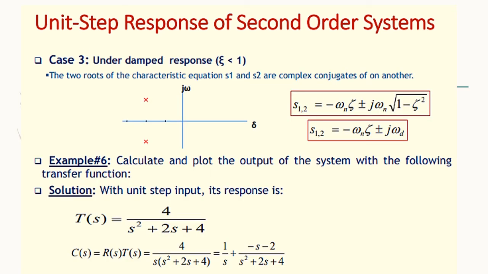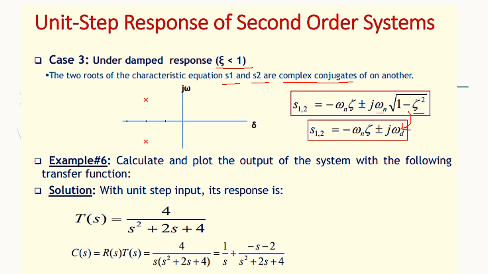So for a unit step response of a second order system, the underdamped response, that is zeta less than 1, we get two roots S1 and S2 as complex conjugates. That is, the two poles of the system are complex conjugates. If we keep substituting zeta values less than 1, I get complex conjugates. And there is a very important formula here: omega n, the natural frequency, multiplied by root of (1 minus zeta squared) is nothing but omega d.